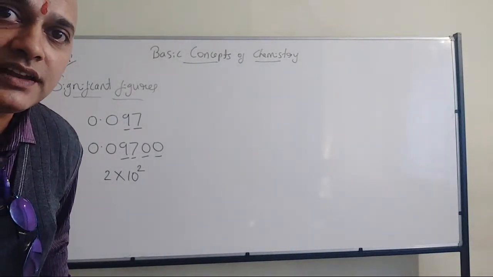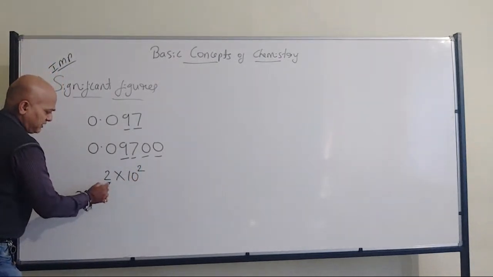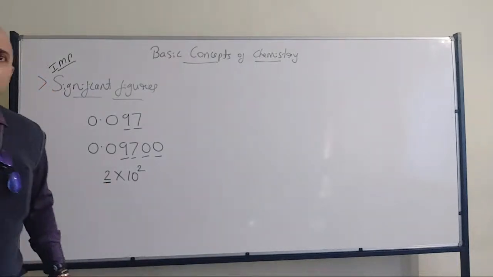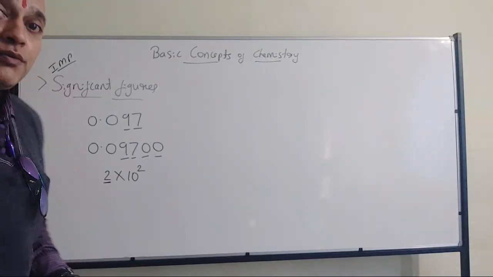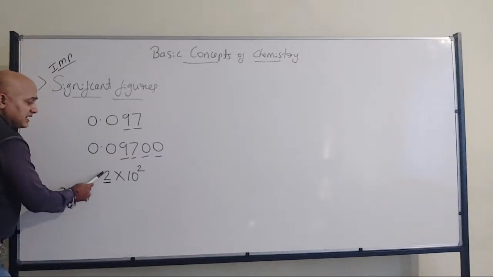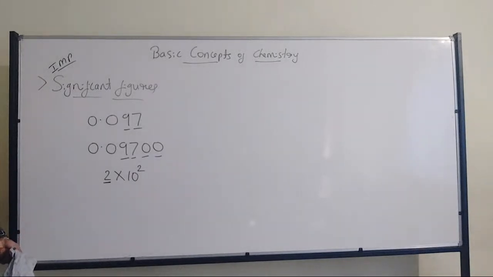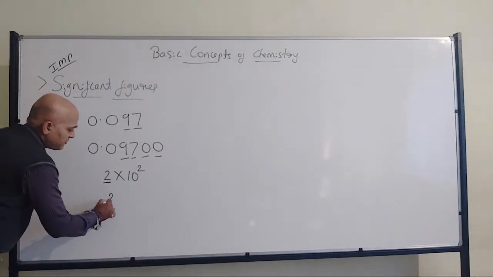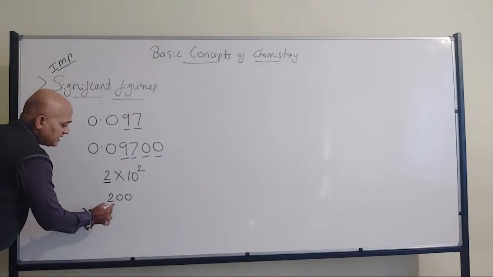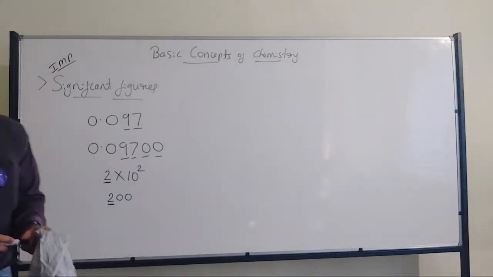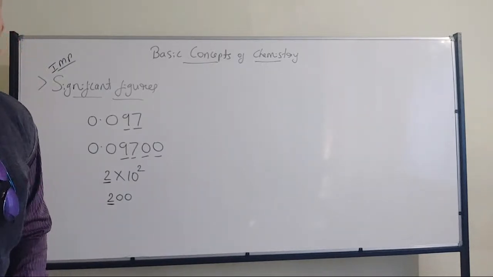Okay, someone has written 1. Absolutely correct. This will not be considered as a significant figure, so only 2 is the significant figure, therefore it should be 1, not 2. Only 2 will be considered as a significant figure. So it is a scientific notation. Instead of that, we can write it as 200, and all of us will know in this, only 2 is the significant figure. So that 200 we have written in the scientific notation.